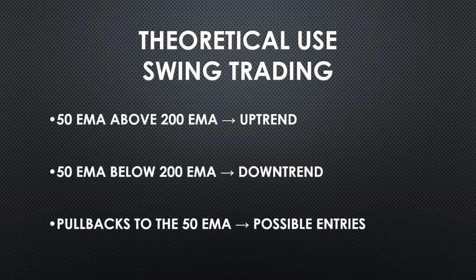We then also have swing trading. Here our two important EMA levels are the 50 and the 200. So if our 50 EMA is above our 200 EMA, we could say we're in an uptrend, while if the 50 EMA is below our 200 EMA, we could say we're in a downtrend.